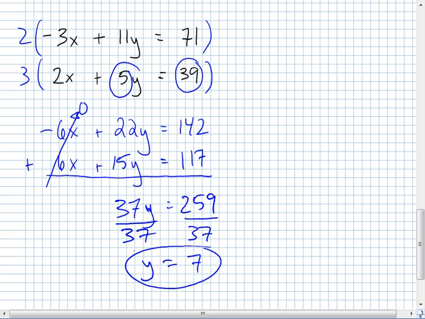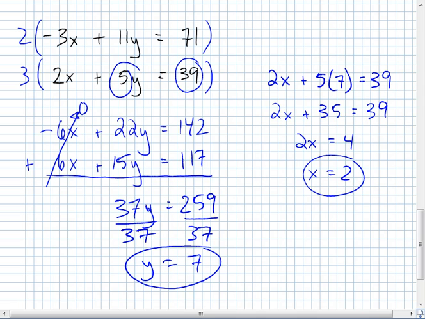Okay, so now I can just plug y equals 7 into, say, the second equation to find out what x is. And we get x equals 2. Okay, so there you go. Not too shabby, despite a few common mistakes that you people make, and I'm glad to be able to help you here. That's what my job is.